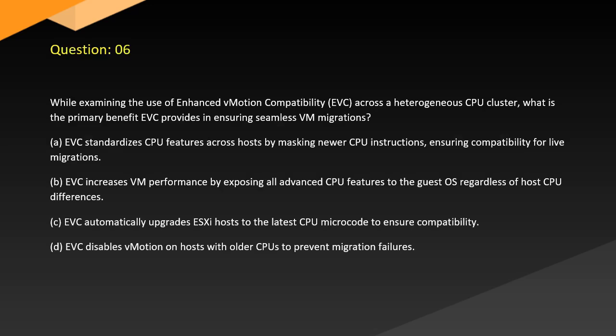Question 6. While examining the use of Enhanced vMotion Compatibility across a heterogeneous CPU cluster, what is the primary benefit EVC provides in ensuring seamless VM migrations? A. EVC standardizes CPU features across hosts by masking newer CPU instructions, ensuring compatibility for live migrations. B. Increases VM performance by exposing all advanced CPU features to the guest OS regardless of host CPU differences. C. Automatically upgrades ESXi hosts to the latest CPU microcode to ensure compatibility. D. Disables vMotion on hosts with EVC to prevent migration failures.